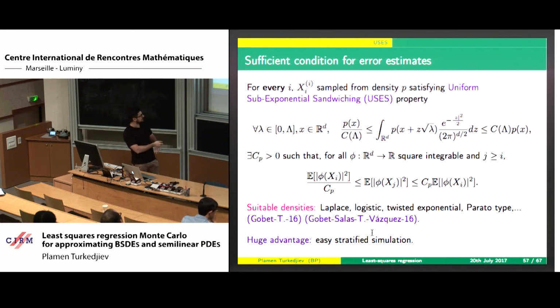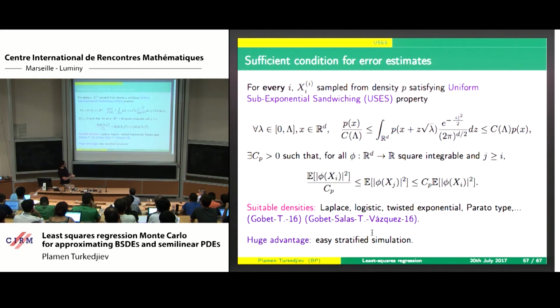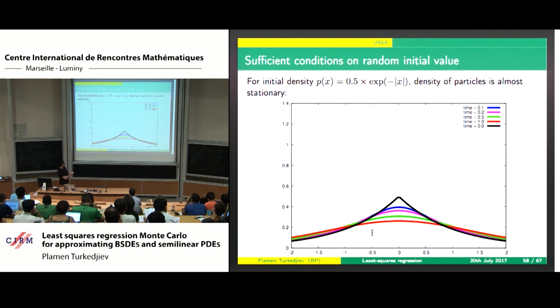So we did this with Emmanuel, Jose, and Carlos Vasquez. And it turned out that even though this seems quite complicated, it's satisfied by very standard distributions like the Laplace distribution and the logistic distribution. So actually, it's very easy to do stratified simulation. This is just to show you what happens. If we simulate our points from a Laplace distribution, this is what the distribution of the marginals looks like going forwards in time up to time 1. So it's actually almost stationary. That's basically what the sandwiching property is doing.